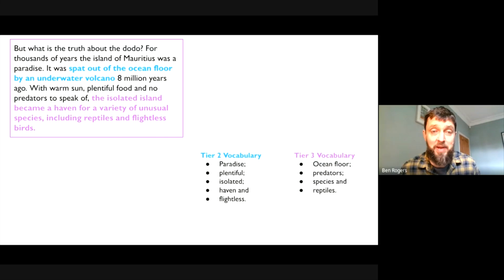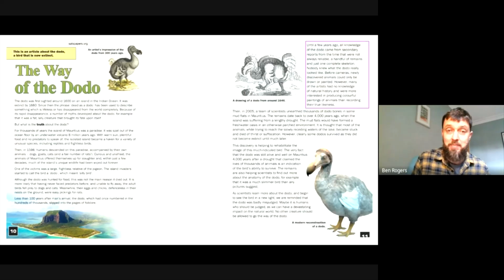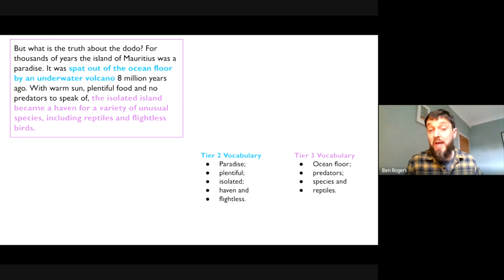With warm sun, plentiful food, and no predators to speak of, the isolated island became a haven for a variety of unusual species, including reptiles and flightless birds. Your kids can do this. They can read this level of text. And I'll just show you how much of it there was. And there were 3 of those. So you can expect them to read, and you can expect them to be able to answer questions on that, and you can expect them to be able to interpret it.